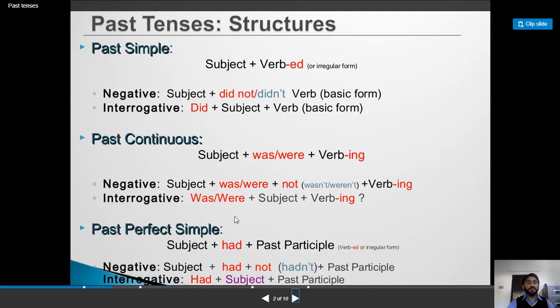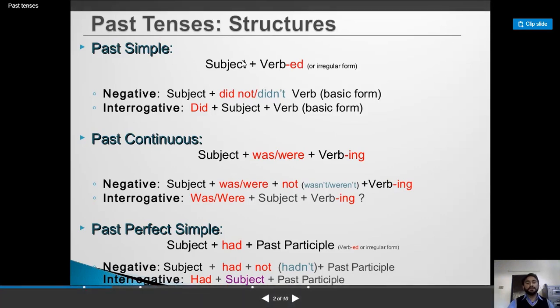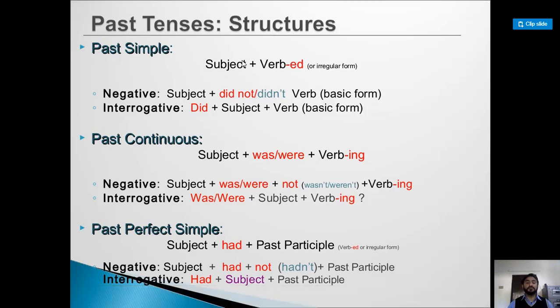So here you can see the structure of past simple. There should be the subject and the verb plus ed, regular or irregular form, here the second form of the verb. In the past simple tense, the sentence structure is the subject first and then the second form of the verb. You must use the second form of the verb in the past simple tense. No other form can be used in past simple.